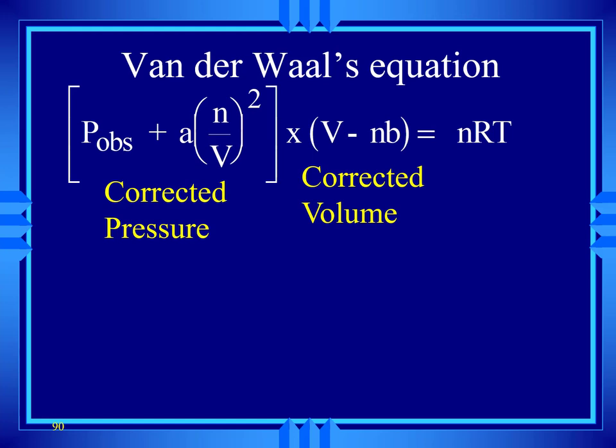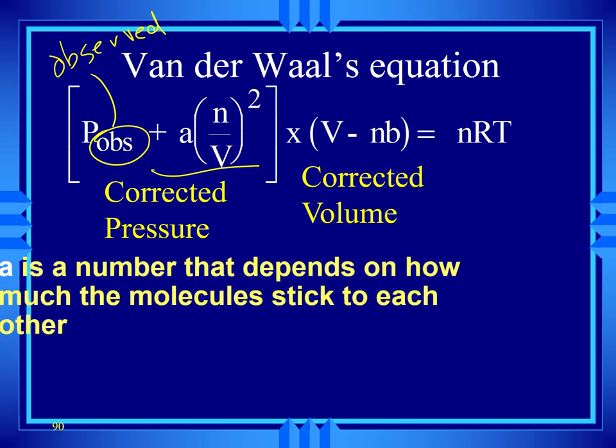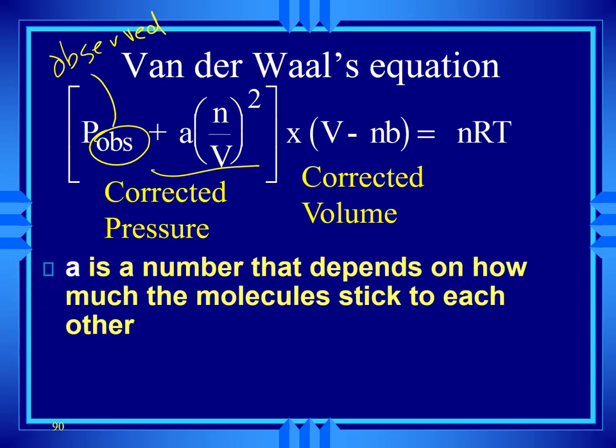So it says P_obs. Obs means observed. That's what the meter is going to say. So what pressure do you read off the meter? Because the pressure you read off the meter needs to be corrected. Okay? And so we're going to correct it by adding this term. And it's got n moles, it's got V, and then it's got this a. Well, a is a number that depends on how much they stick to each other. So the stickier they are, the more my observed pressure needs to be increased. So I add to it.